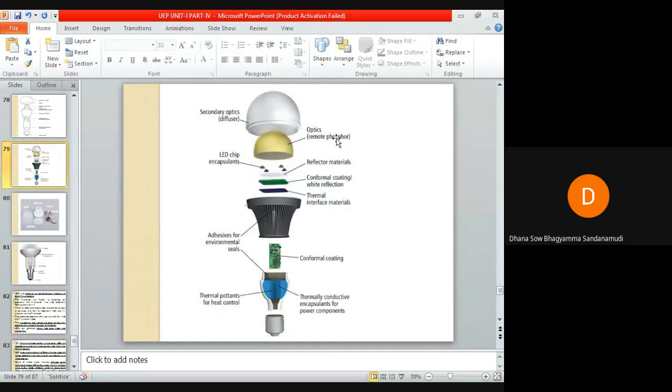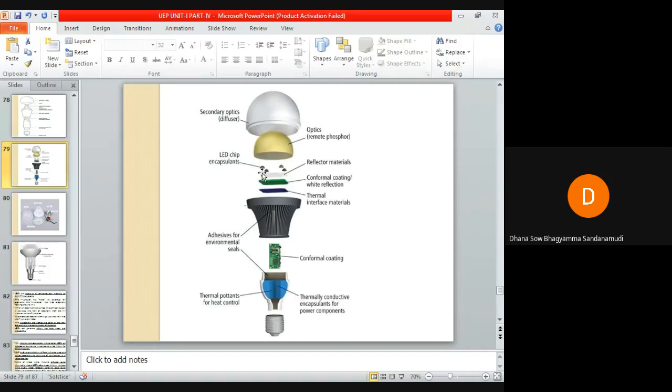So one more image is there. Usually it is better to use a diffused globe, so that the diffused glass will spread the light rays in all directions. So illumination will be uniform in all directions. And this is our optical remote phosphor coating inside. Phosphor coating can be used in any lamp.